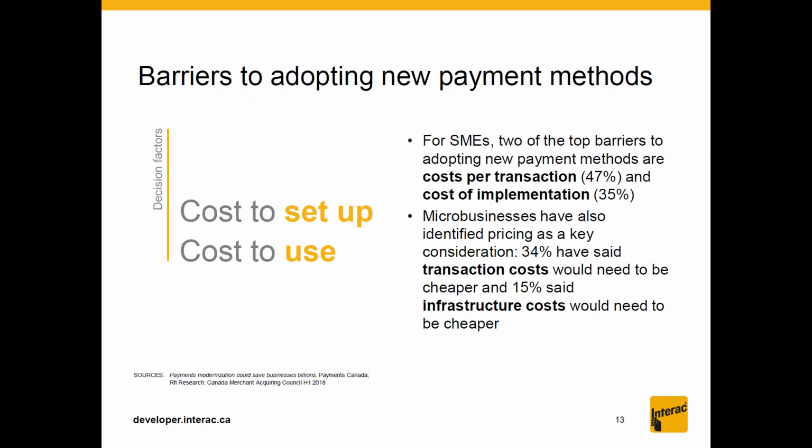Two of the top barriers to adopting new payment methods are the cost per transaction, cited by 47% of SMEs, and the cost of implementation, cited by 35%. Micro businesses have identified pricing as a key consideration for accepting alternate payment methods for customer payment for their products and services. 34% have said transaction costs would need to be cheaper, 15% said infrastructure costs would need to be cheaper.